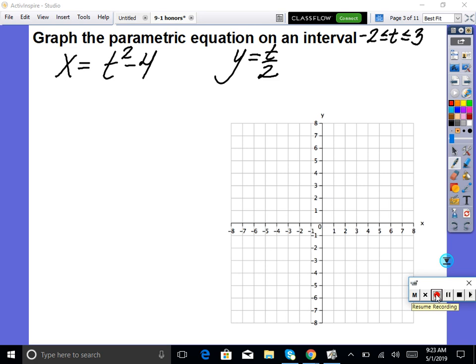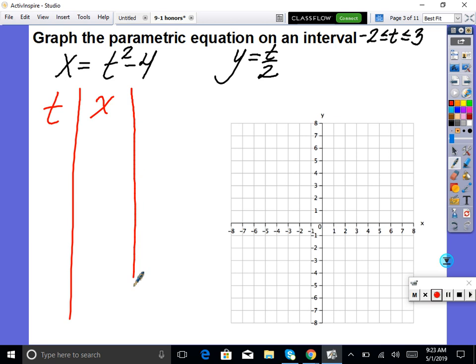What about that later? Okay, so this says graph the parametric equation on the interval from -2 to 3. So this is giving us a time frame. We're graphing from time -2 up to 3. Now it says x is an equation of time, t squared minus 4, and y is an equation of time, t divided by 2. So how we're going to first learn how to graph these is by making a t, x, y chart. I would be writing this down for myself on my notes.